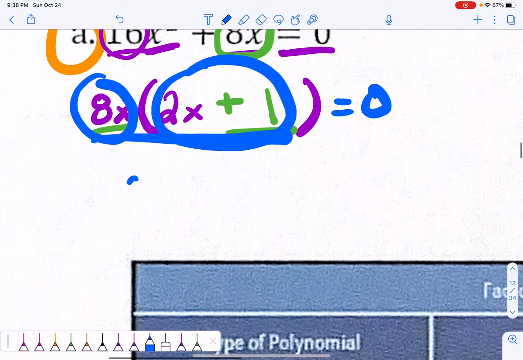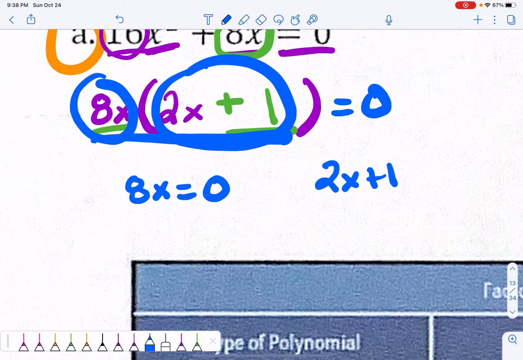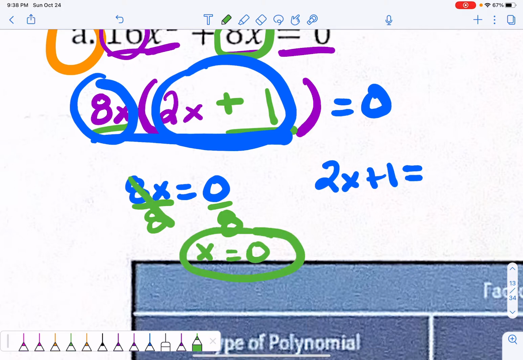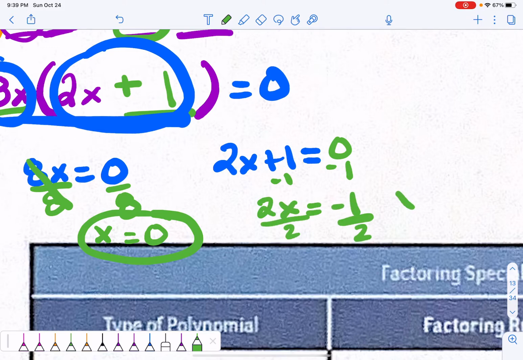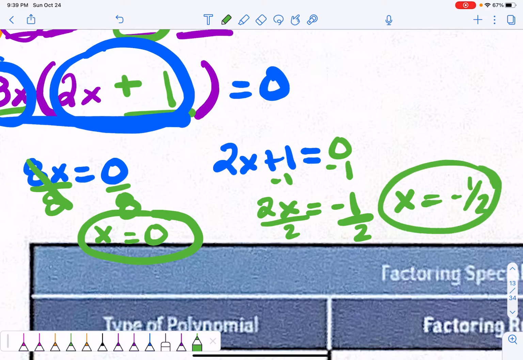So 8x, I'm going to set equal to 0, and I'm going to set 2x plus 1 equal to 0. And if I take the 8x equal to 0 and I divide by 8, 0 divided by 8 is still going to be 0, so I have x equals 0. And then over here in this 2x plus 1, I would subtract the 1 over, there's supposed to be a 0 there, 2x equals negative 1, and then I would divide by 2, and x equals negative 1/2. You can write it as a decimal if you want to, but that's that, okay?